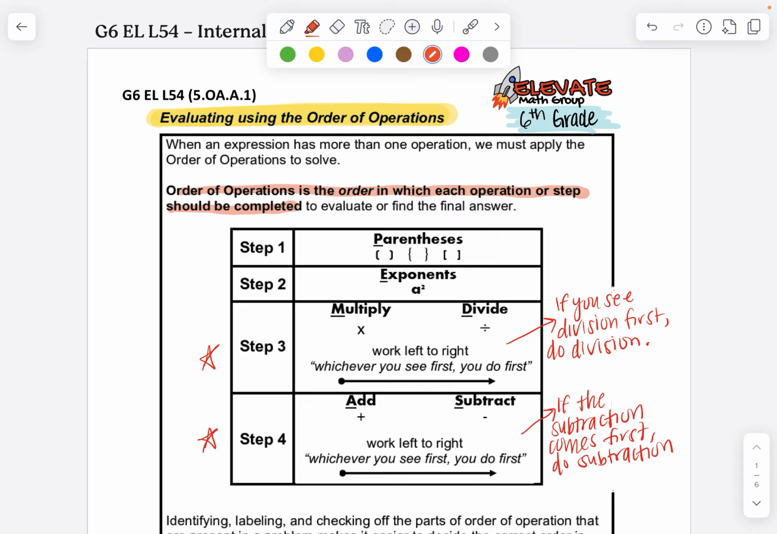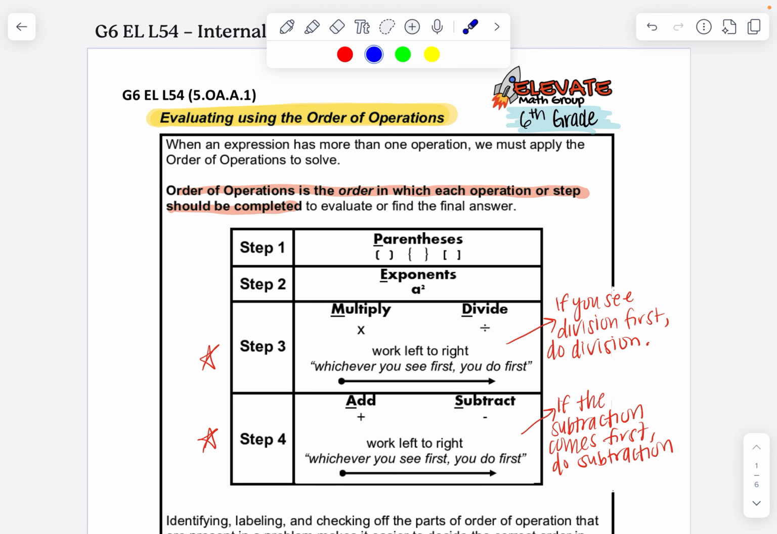We cannot work from left to right for all the operations, right? There is a process that we must follow in order to get the right answer. If students do not follow that process, they will get the wrong answer. And so the order in which we are supposed to go in is what we call PEMDAS.